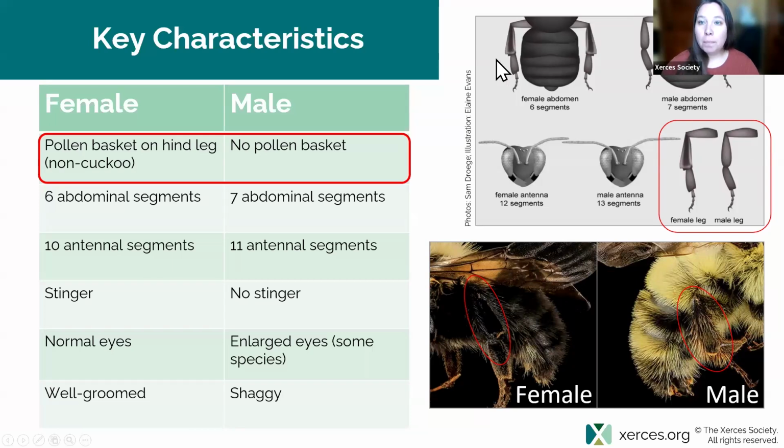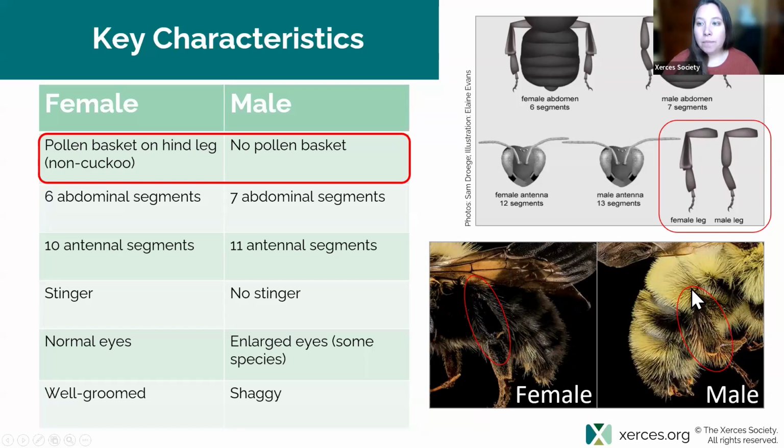So that middle part of their leg has an area where they like to pack all of the pollen that they're collecting. And this middle section has a sort of triangular shape to it. You can really see that here in this image on the left. The female bumblebee has this triangular shaped area that doesn't have any hairs. It's quite smooth and shiny, and that's the area where she'll pack her pollen.